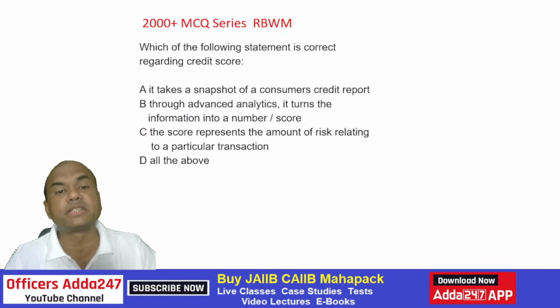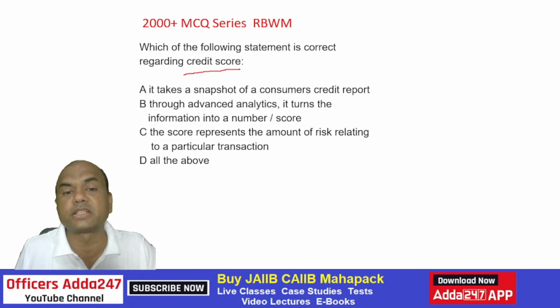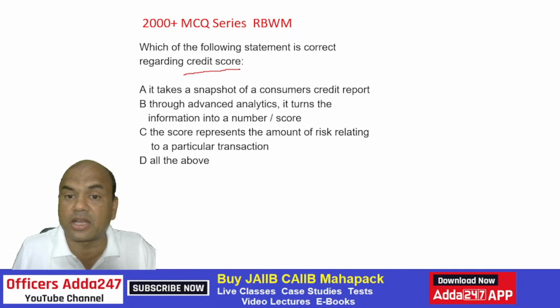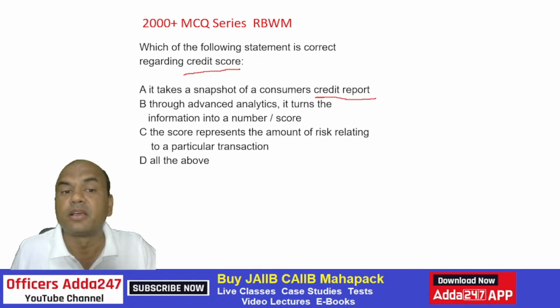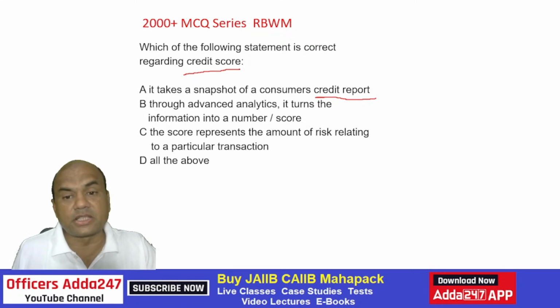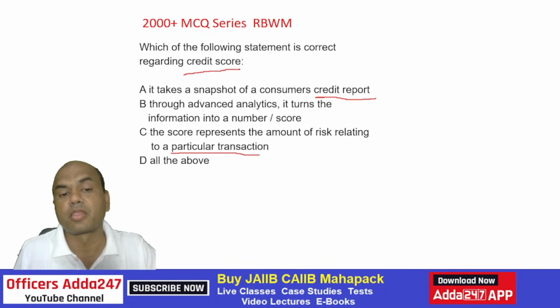Which of the following statements is correct regarding credit score? Look at this. A: it takes a snapshot of the consumer's credit report. B: through advanced analytics, it turns the information into a number or score. C: the score represents the amount of risk relating to a particular transaction. D: all of the above. What is the answer? See here, firstly tell me, it takes a snapshot of the consumer's credit report.